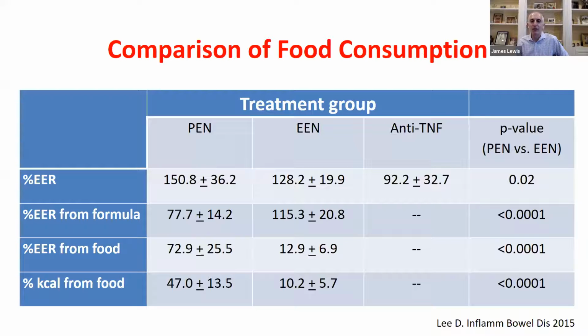And it turned out that at one of the sites, the children were getting partial enteral nutrition, and at the other 2 sites, they were getting exclusive enteral nutrition, based on the definition of the percent of calories that they were taking in per day from food, which we assessed with 24-hour dietary recalls. And so you can see that the partial enteral nutrition group was getting almost half of their calories from table food versus 10% in the exclusive enteral nutrition group. And obviously the anti-TNF group was getting all of their calories from food.